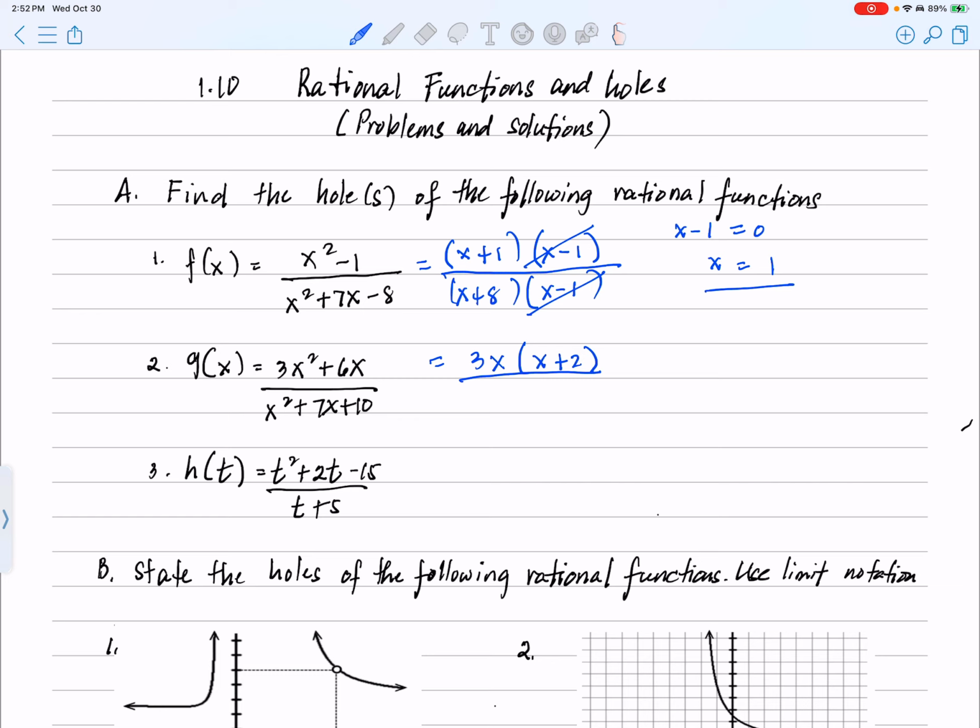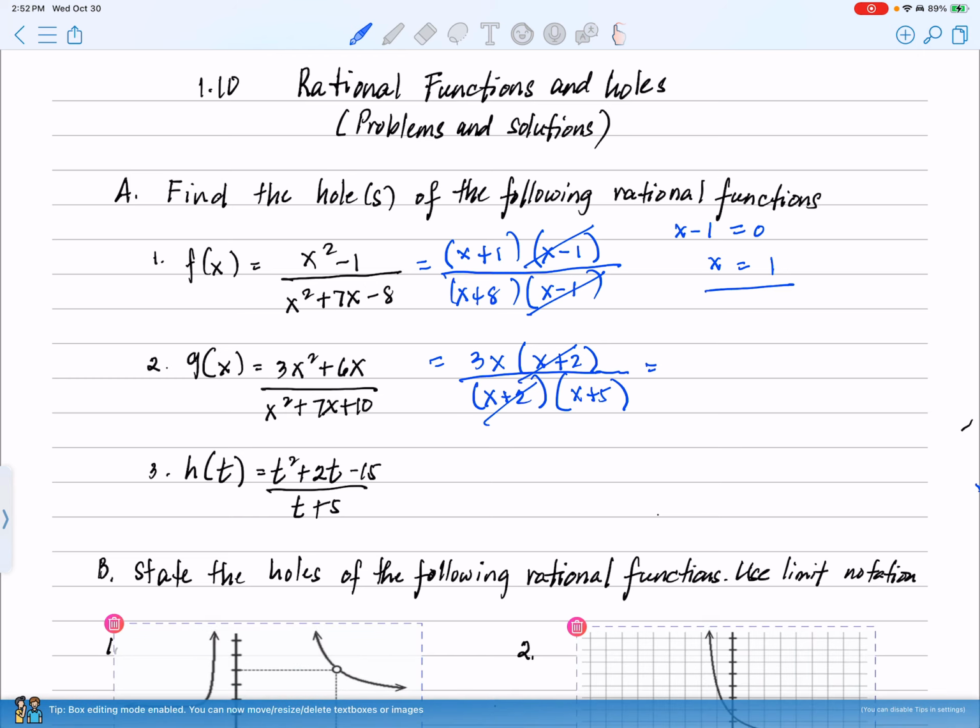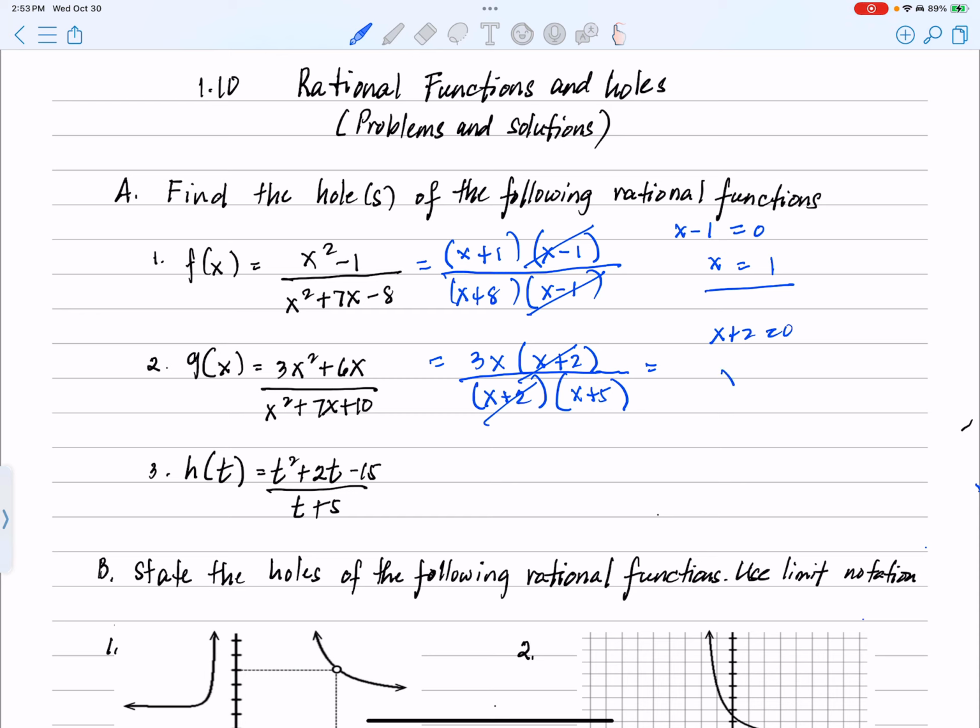So x squared plus 7x plus 10. 10 is all positive, so we have x plus 2 and x plus 5. Okay, we see a common factor. This would be the hole in the function. So the hole here is x plus 2 equals 0, so x is equal to negative 2. That's the hole.